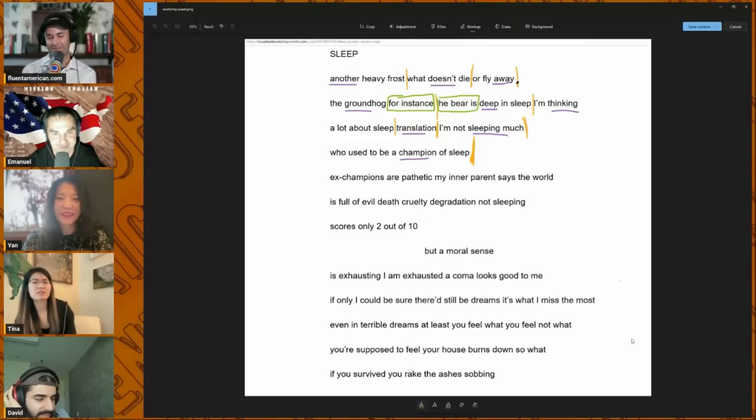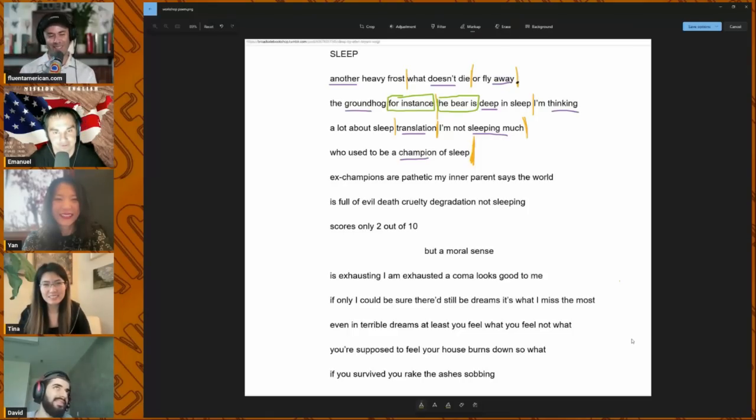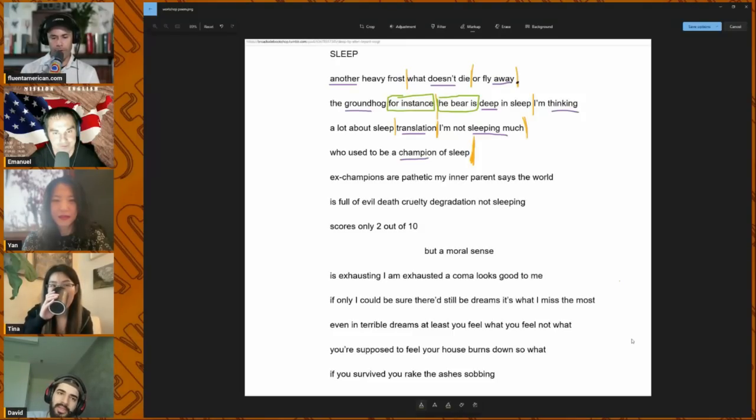The groundhog, for instance. A bear is deep in sleep. Oh, we're sliding back. Okay, yes. That's fine. I need a model, please. I'll drag you through this again. That's fine. So we're going to go fast on the bear is, and then we're going to go slow on deep in sleep, and let's see what that sounds like.